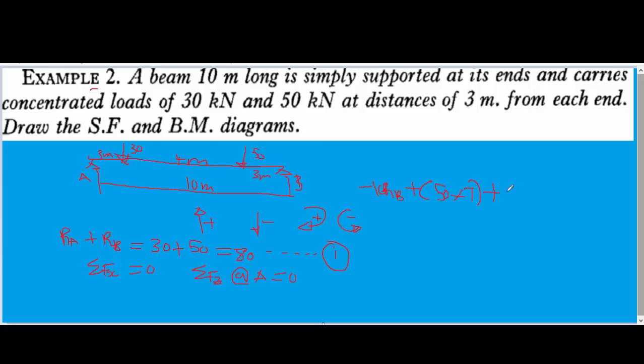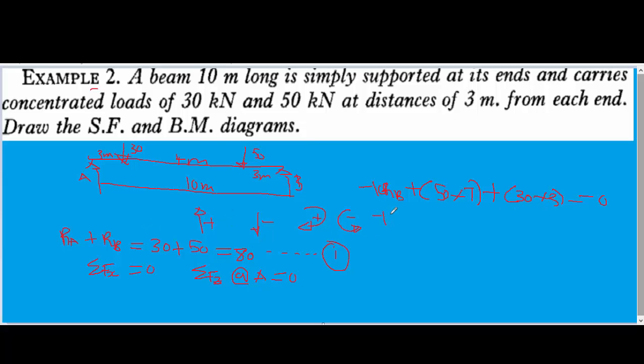Then likewise, the other force, which is 30, from 30 to point A is 3 meters. So we are going to have 30 times 3, all is equal to 0 from here, because everything is equal to 0. So from here you can observe that 50 times 7 will give us 350, 30 times 3 will give us 90. So 350 plus 90 will give us 440.